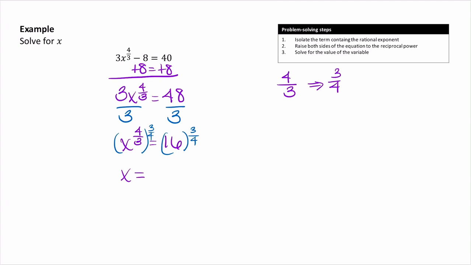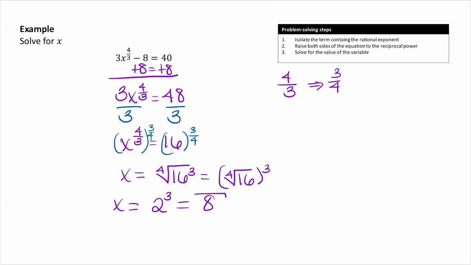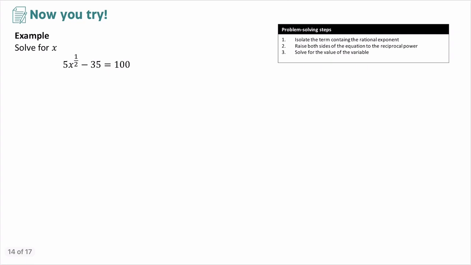Remember, I can rewrite that as the 4th root of 16 cubed, right? Or I can do them in any order, so I can do the 4th root of 16 and then cube that. Well, remember, the 4th root of 16 is actually 2, right? So this is going to simplify to 2 cubed, which is equal to 8, and that is now our final answer. So now you can go ahead and pause the video and try doing this example on your own.